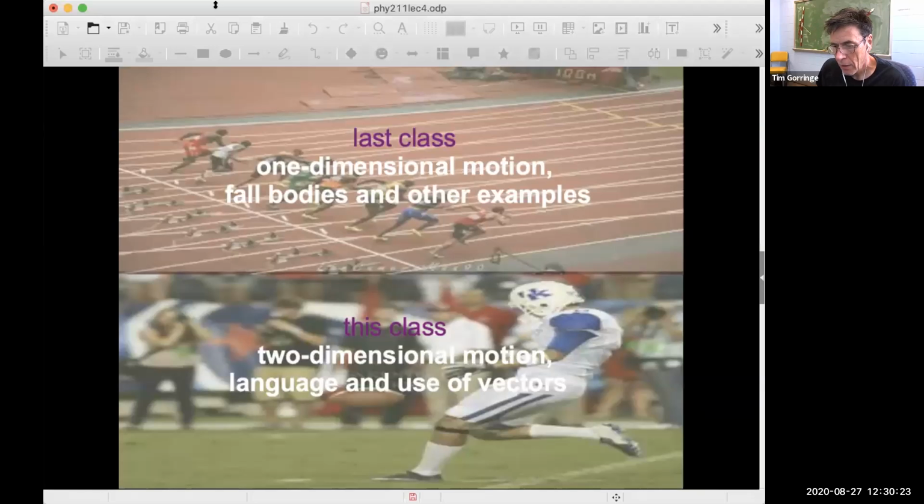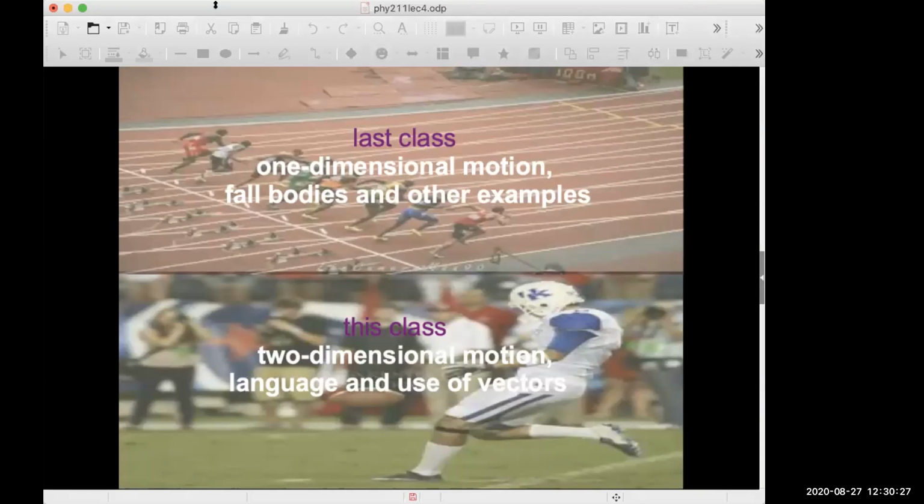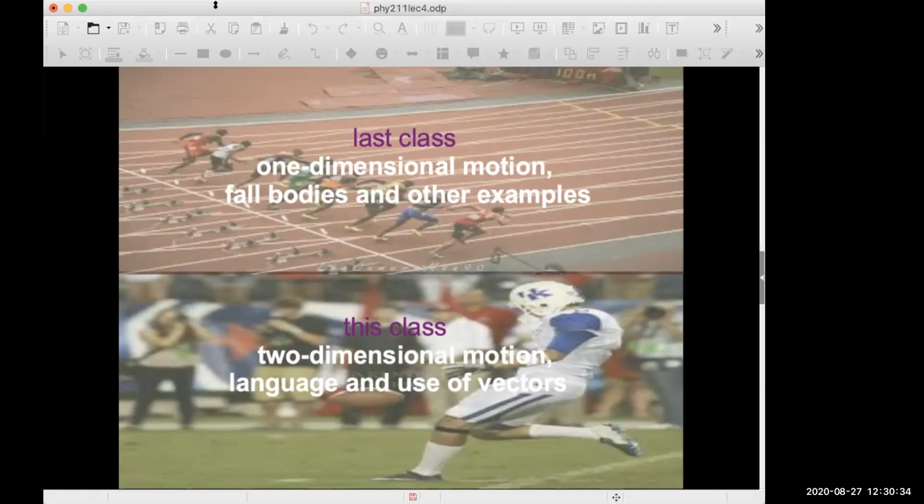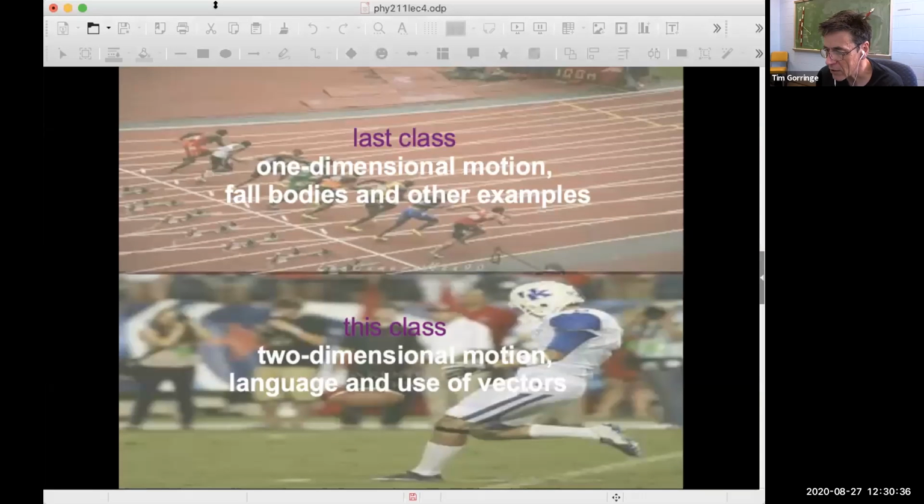Last class we were talking about one-dimensional motion. An example is the sprint in the upper picture on this slide. And today's class we're going to move on to two-dimensional motion. So an example would be the football that gets punted in the lower slide.